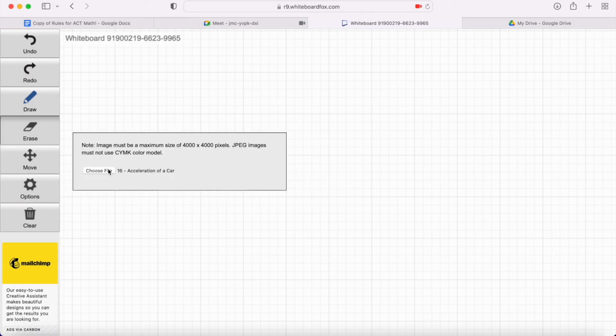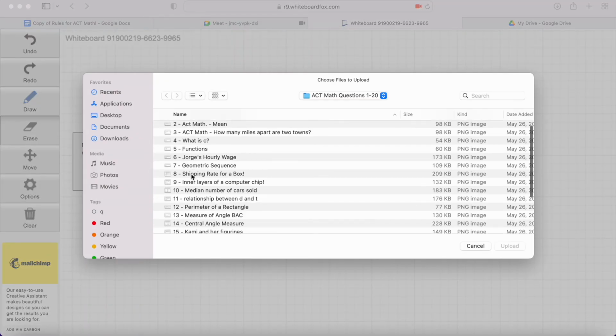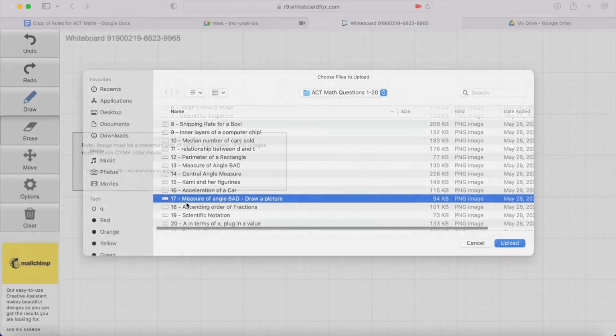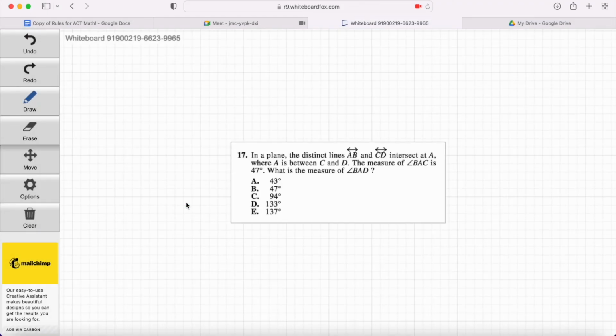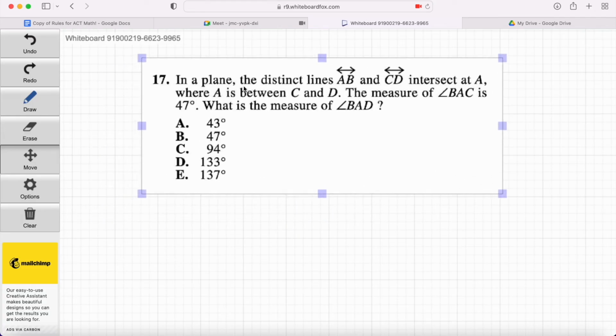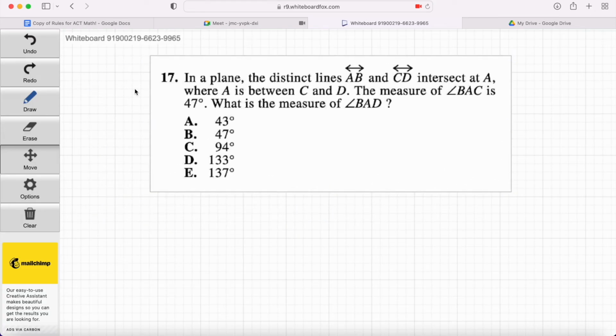Level of difficulty is bumping up a little bit. As you work your way through an ACT practice test, I would argue questions 1 through 30 are pretty straightforward. There's some tough ones peppered in there, but mostly pretty straightforward. Once you get past the 30s, and we'll see some of those a little bit later, the level of difficulty definitely bumps up.